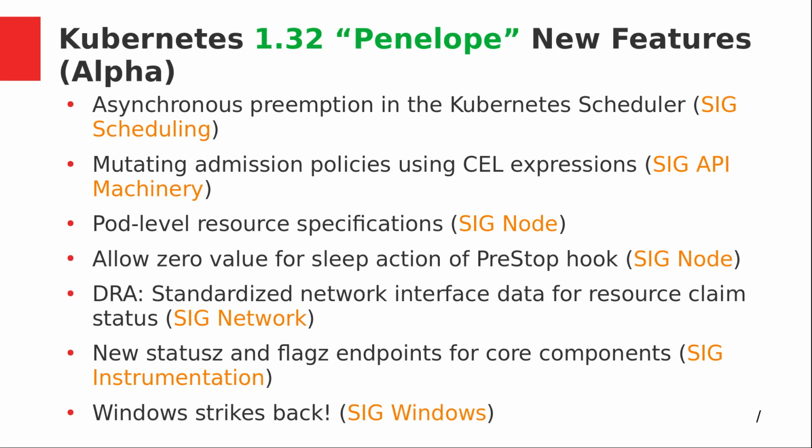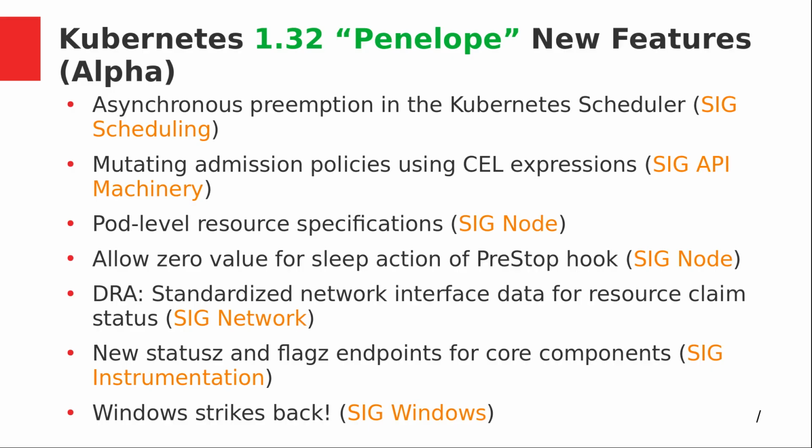In this video today I want to talk through the new features that have obviously gone to alpha for Kubernetes version 1.32, the latest version, also called Penelope. This was released in December of last year, 2024. So I'm only going to talk about the new features.